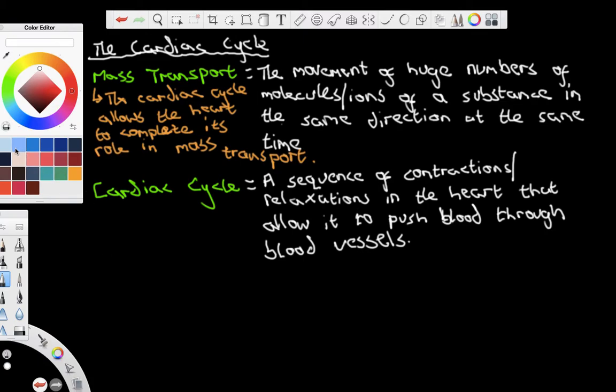So if we can just summarise some of this, we can first of all say that the cardiac cycle gives the heart its "da-dum" sound.